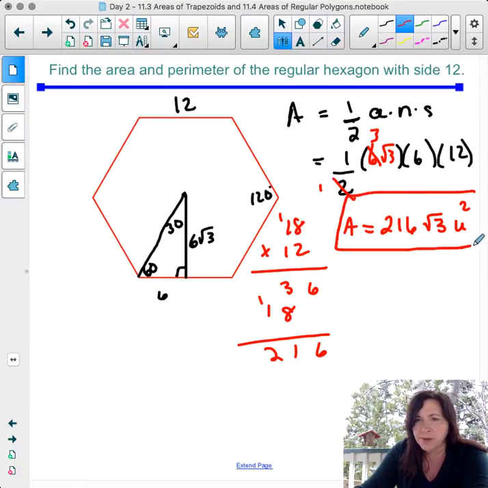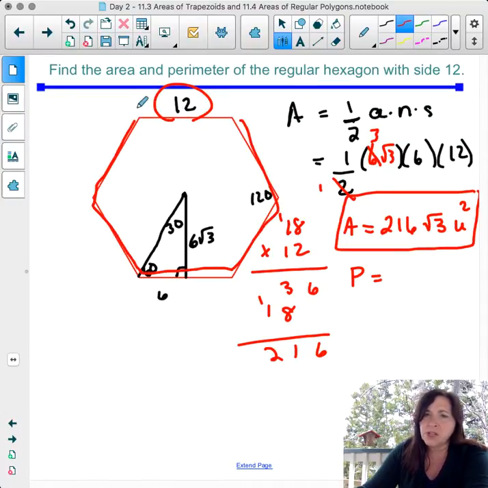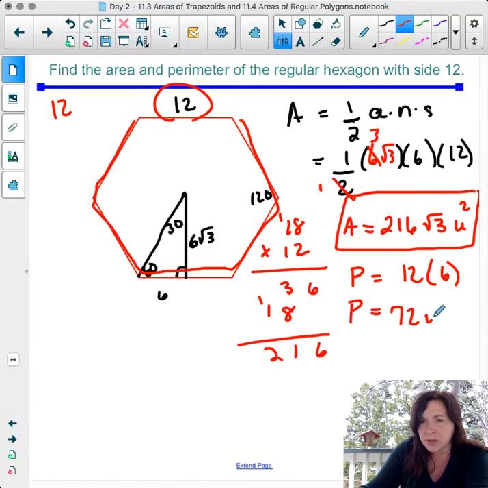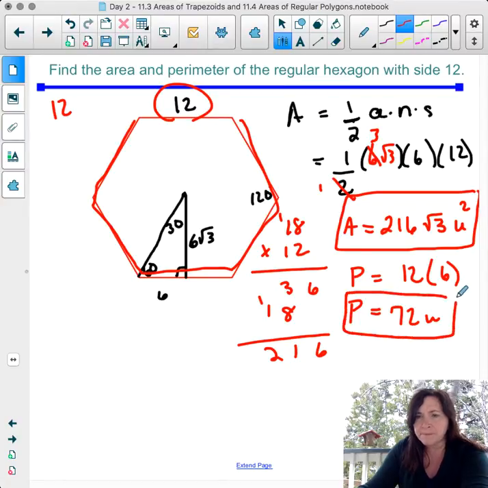You also need to find the perimeter, and the perimeter is just going to be 12 units plus 12 units plus 12 units. So basically all the way across. So you've got 12 times 6, and 12 times 6 units is going to be 72 units. So 72 units is my perimeter.